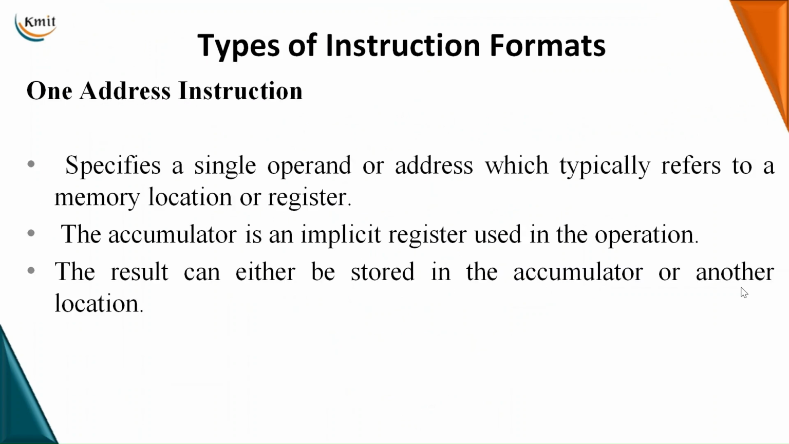As the name implies, in one address instructions the address part of the instruction contains a single address or a single operand. If it is an address, it is a memory location, or an operand which can be stored in a register, and that is specified in the address part of the instruction. The accumulator is an implicit register used in this one address instruction. Once the operation is done, the result can be stored in the accumulator, or in another memory location or a register.